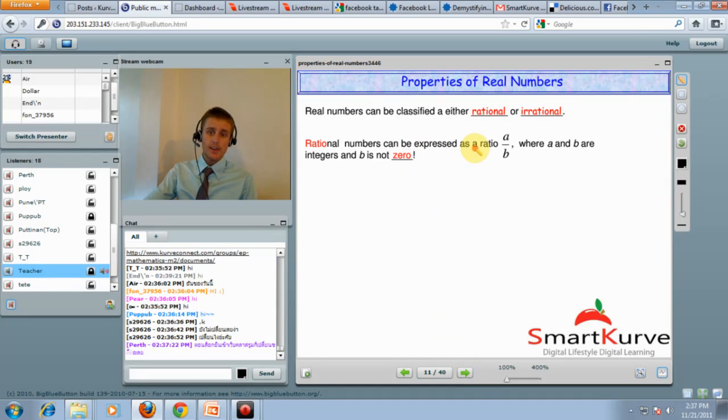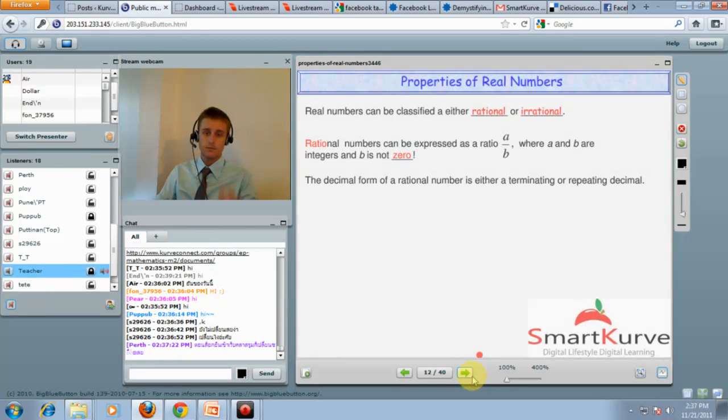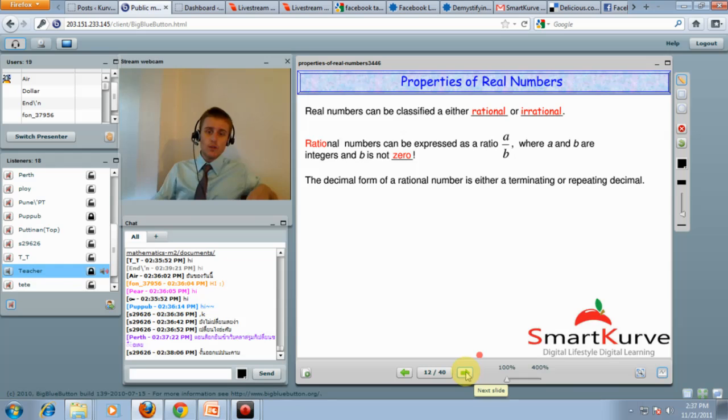Rational numbers can be expressed as a ratio, A over B, where A and B are integers, and B is not 0. B cannot be 0. A rational number cannot have 0 as the bottom of its ratio, as the denominator. The decimal form of a rational number is either a terminating or repeating decimal.